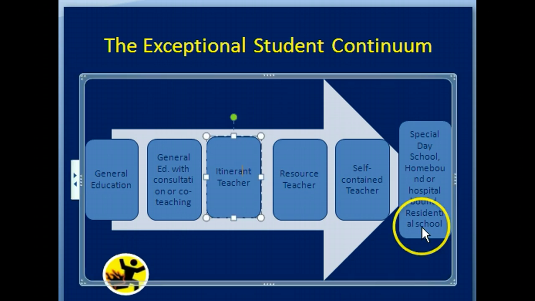Or it could be a residential school. Students that have emotional problems, perhaps a drug issue, might actually be staying overnight for an extended period of time in a residential school. So this is the continuum of services that are provided for students that have disabilities of all types. And again, we go from the left-hand side, least severe, to the most severe, requiring the most assistance, on the right-hand side.